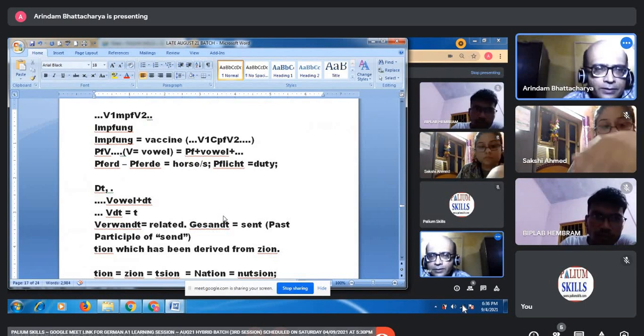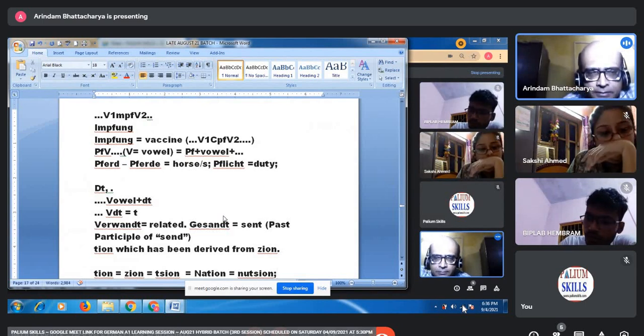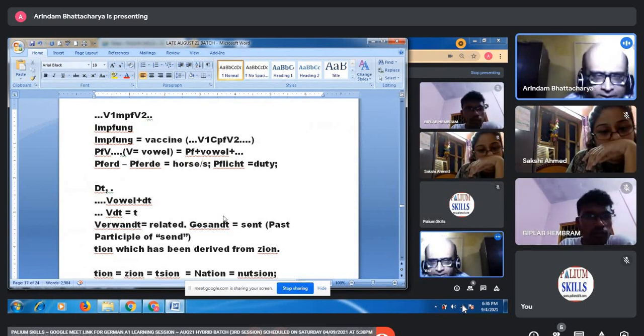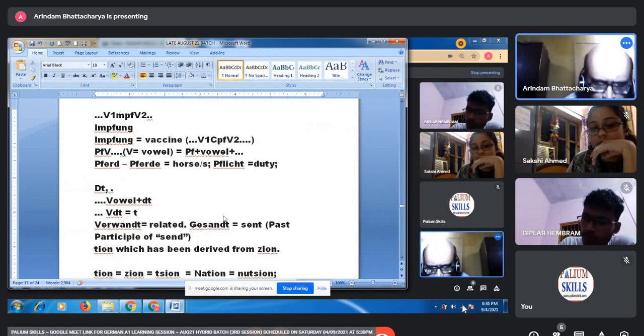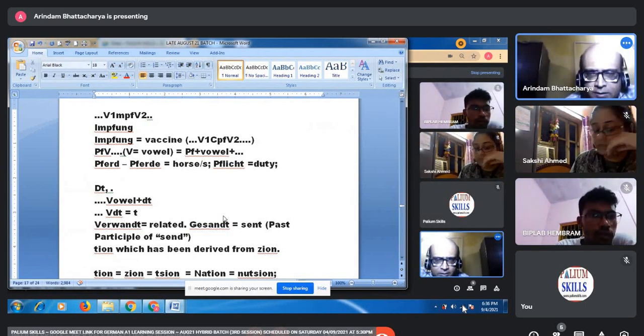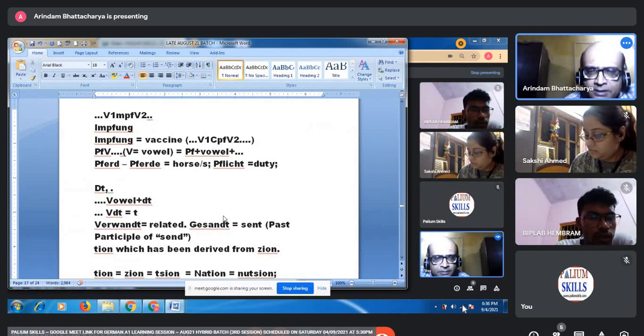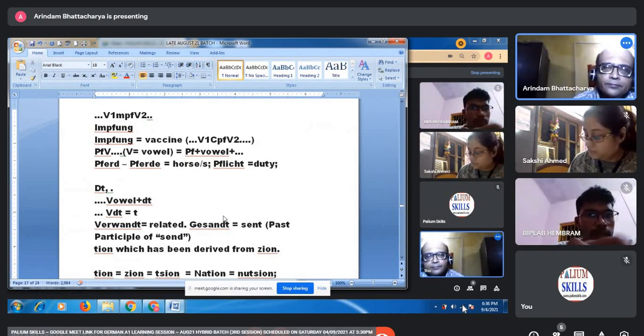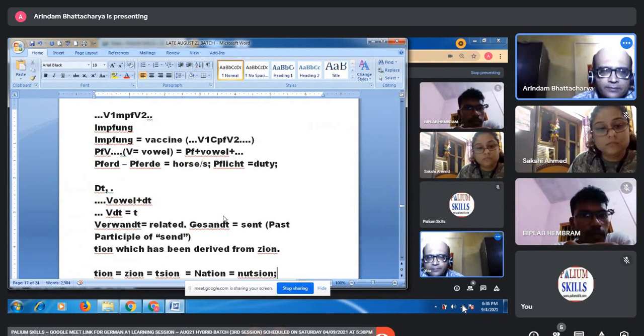So, like verwandt means related. It is generally T or D, normally T. Verwandt means related. Gesandt means sent, the past participle of sent.